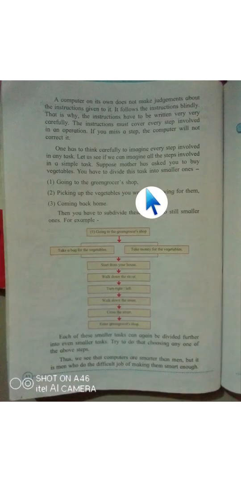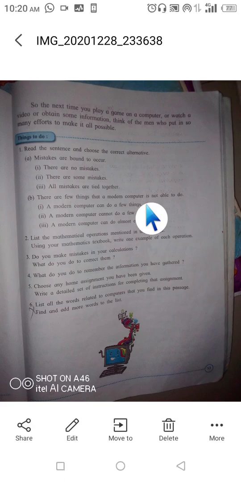So this was the chapter on computers, and I am going to send you a picture along with this video, and you have to answer those questions and write the question answers. So do complete your homework.